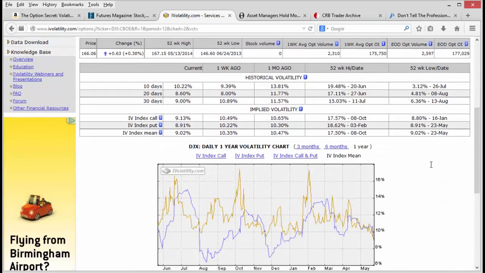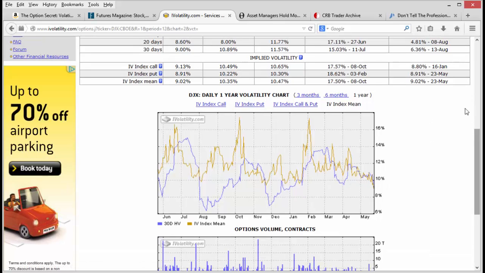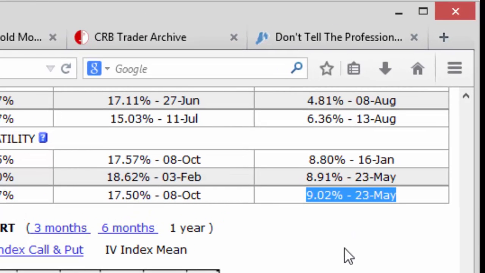So here we go, and there you can see the volatility chart. If you look to here, you can see that we have this table as well, and the line that we're interested in is this one here, the IV index mean. Again, don't read too much into the complexity of this, because the two rules which I've given you are very, very simple. What you're looking for is the mean to be 10 or below, for the clue that the Dow Jones is likely to go through a selling phase.